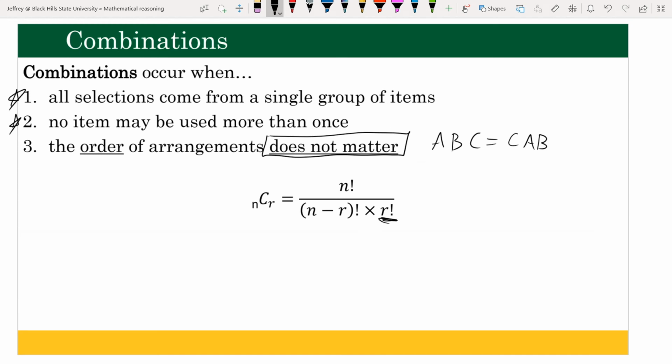Now, what is this r factorial? This is simply the number of ways of arranging those items that are selected. And the reason we divide by this is because we do not want to count all of those ways of arranging those items. So in this case, since we have 3 items selected, we would be dividing by 3 factorial, or 6 arrangements. So even though there are 6 ways to arrange those 3 letters, we only want to count it once and not 6 times. That's why we end up dividing by 6.